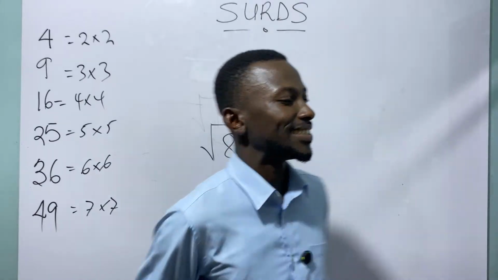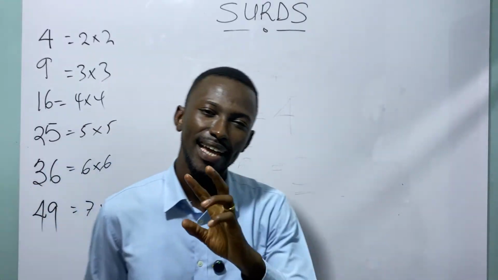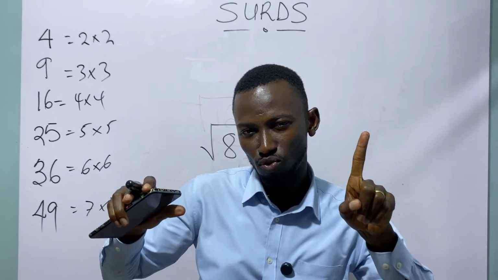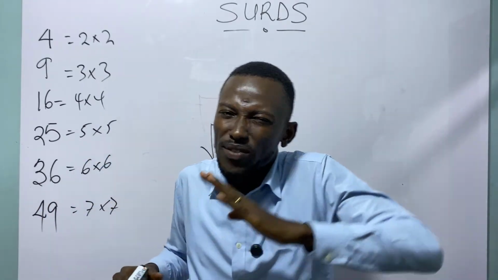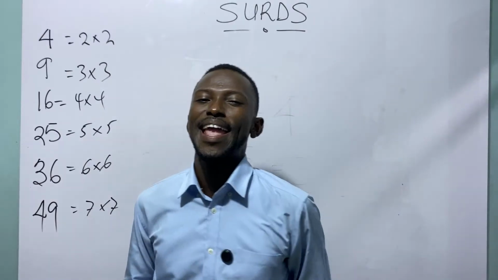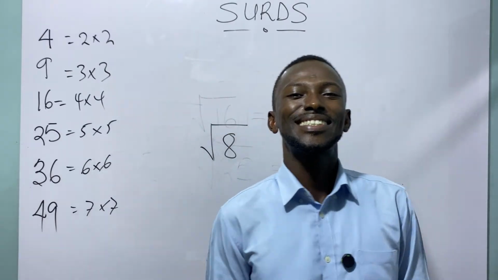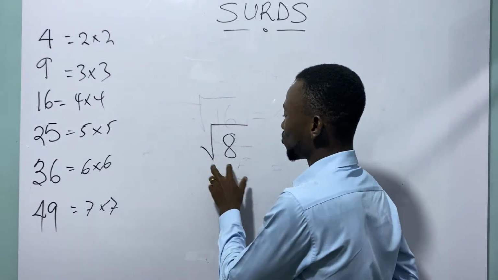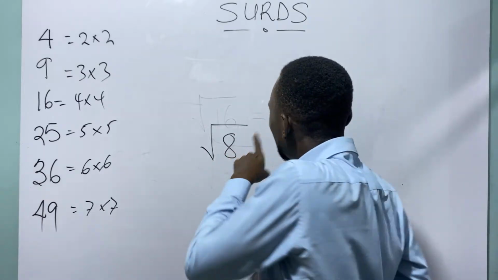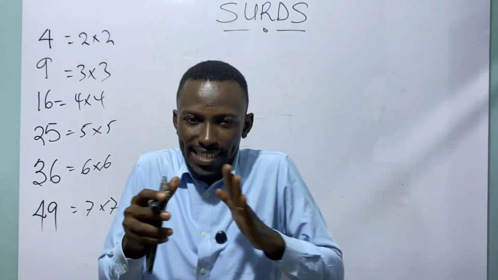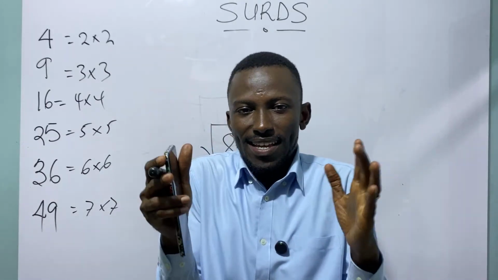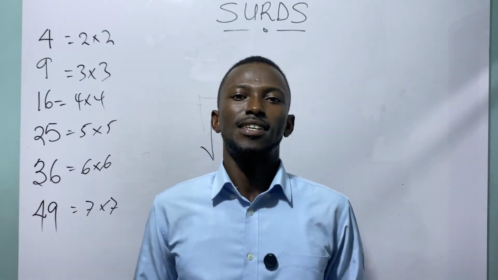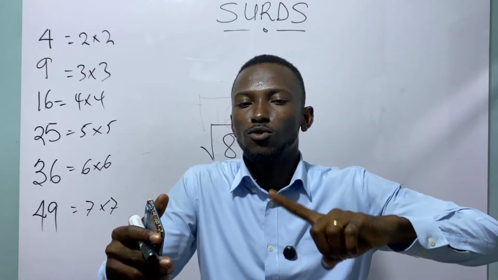yourself, the number under the square root sign, can I split the number into 2 so that one of the numbers will be a perfect square? Did you get that question? Well, when we start solving, you'll get what I mean. So we have square root of 8. You have to check this 8. Can I split 8 into 2 numbers that when you multiply, you can get 8, so that one of them will be a perfect square?